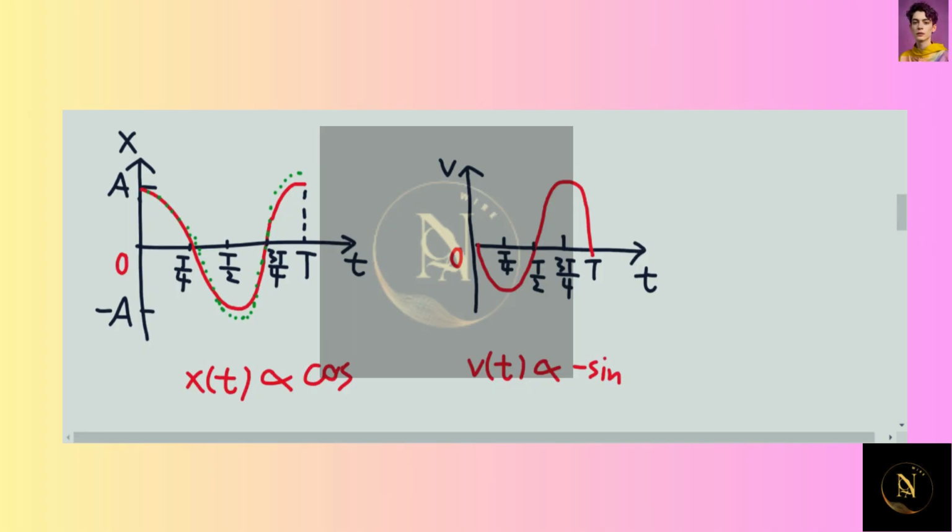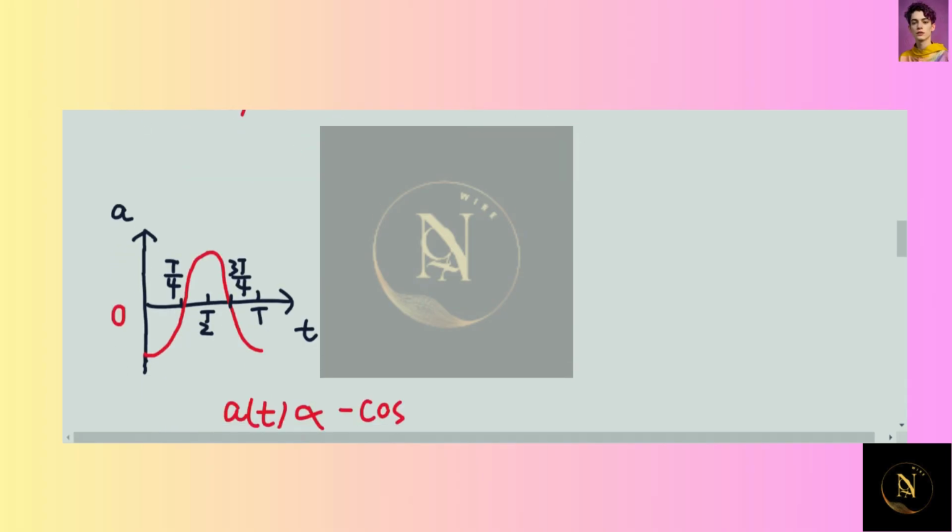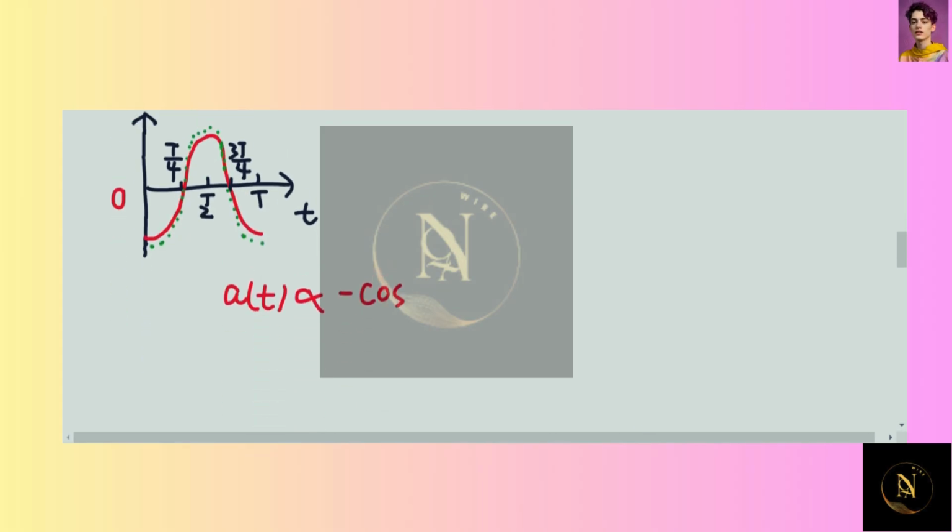And then the speed versus time graph, or the velocity versus time graph, should look something like this. And the acceleration versus time graph should look something like this. And these are the answers for this question.